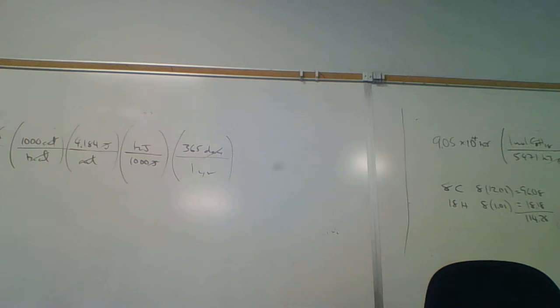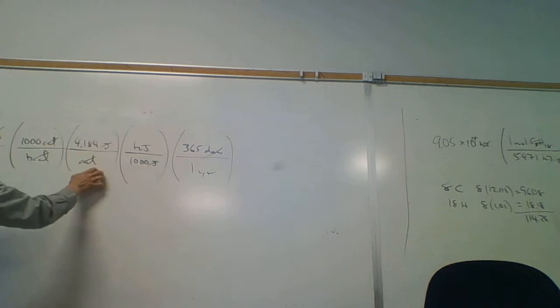Let's see what they got. It's 8.9 times 10 to the 5th kilojoules per year. Again, they can combine this conversion. I'd like to keep it spread out because I'd like to come back to this one here.